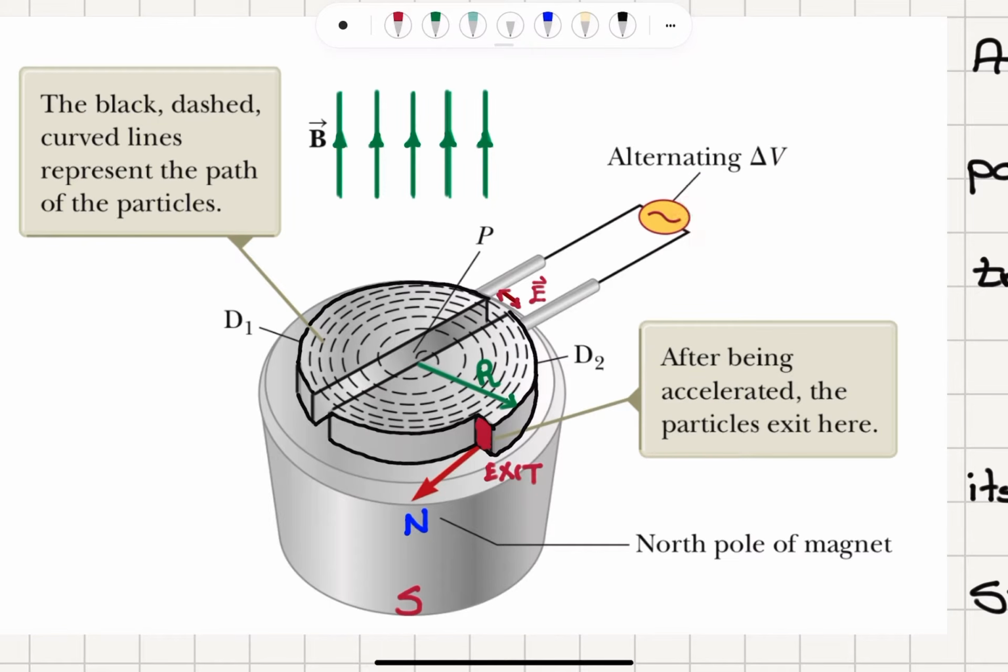So why is this alternating? Because the acceleration is in this direction when the particle is going here, and it's going to be in the opposite direction when the particle is on the other side of the gap. So here the particle is accelerating in this direction, here the particle is accelerating in this direction within the gap, because the alternating voltage basically changes the sign of the electric field as the particle performs this circular motion.